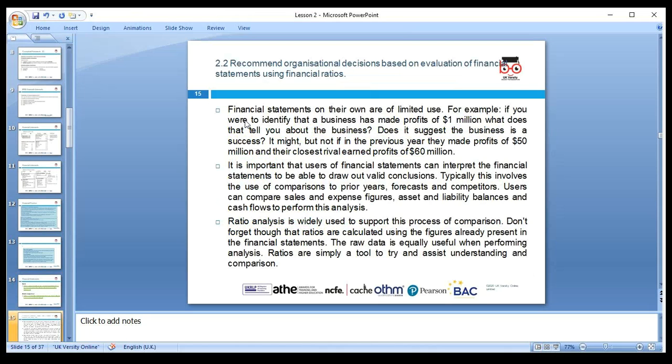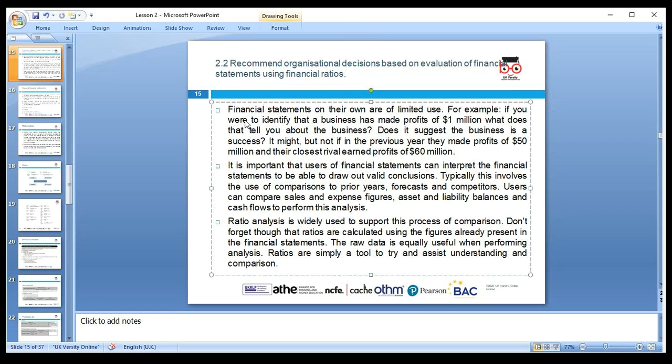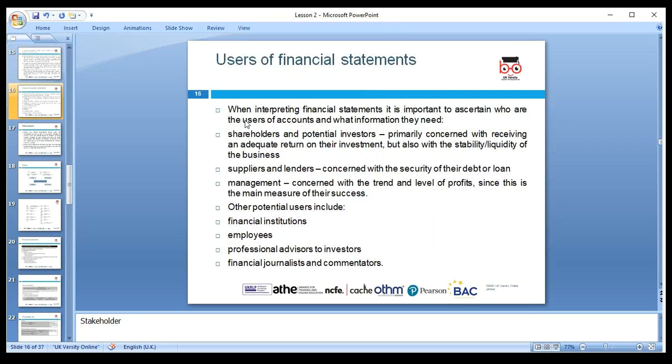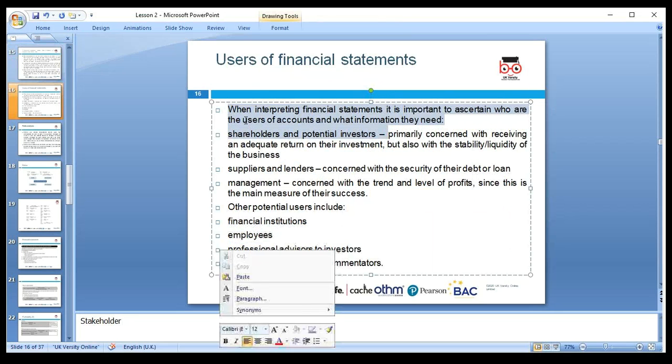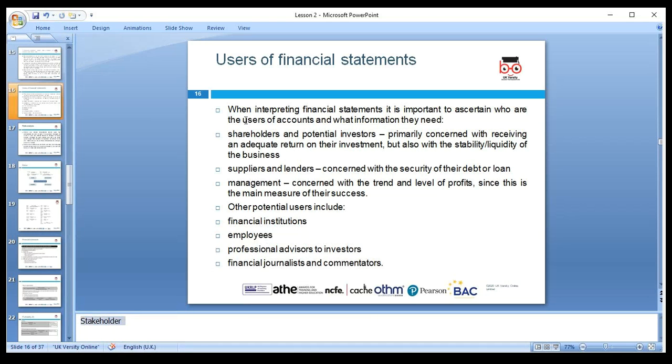Okay, next we look at 2.2. 2.2 is recommending organization-based decisions. We look at how financial statements can be recommended on their own, or their limited use. But the main thing is that you interpret them and make decisions based on the information we have. That's the crucial thing. Financial statements we always need to interpret. The information may have been really good last year, but think about COVID-19, so we should look at the latest one.